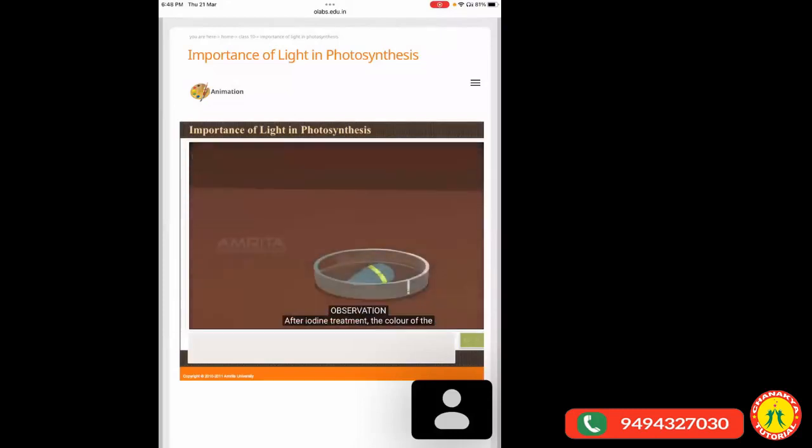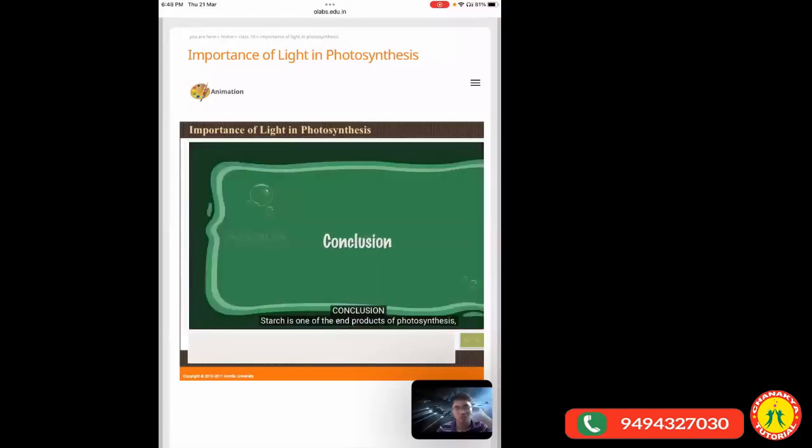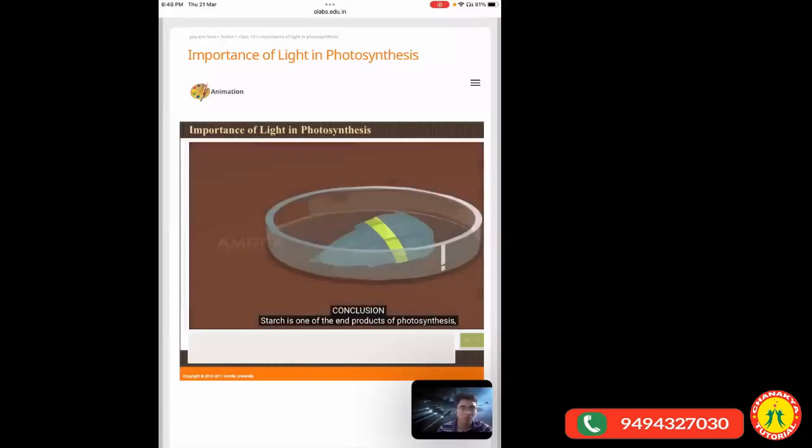After iodine treatment, the color of the exposed portion of the leaf turns blue-black, while the unexposed portion of the leaf turns pale yellow. Conclusion: starch is one of the end products of photosynthesis and turns blue-black on contact with iodine. The exposed portion of the leaf that turns blue-black shows photosynthetic activity, while the unexposed portion shows the reverse. This indicates that light is essential for photosynthesis.